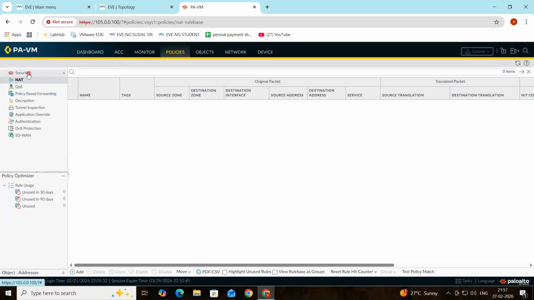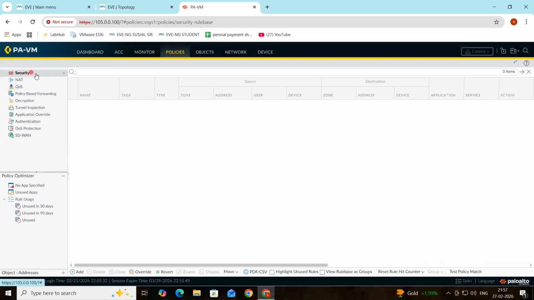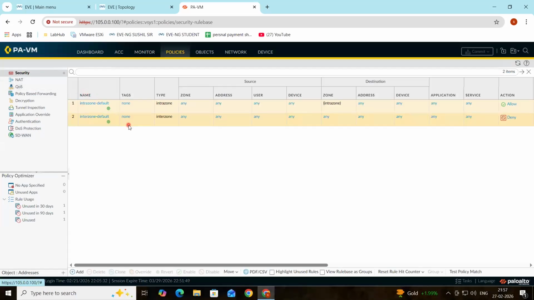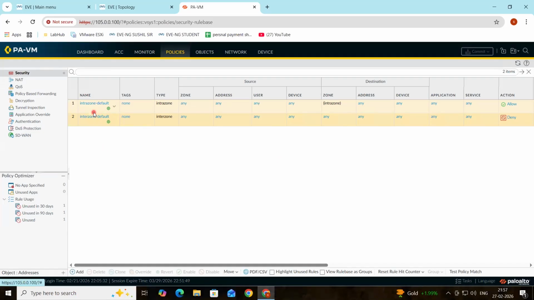Policies. Now here we have different types of policies: Security, NAT, QoS, policy-based forwarding, decryption, tunnel, etc. Now here, I'm not creating a policy right now. These two policies, have I created them? No, I didn't create them. They're already present inside the firewall.